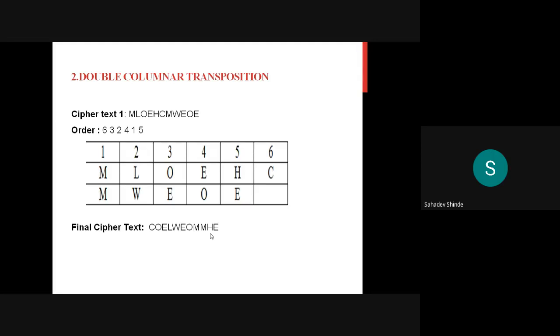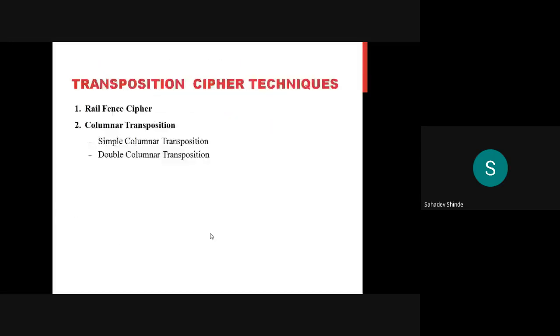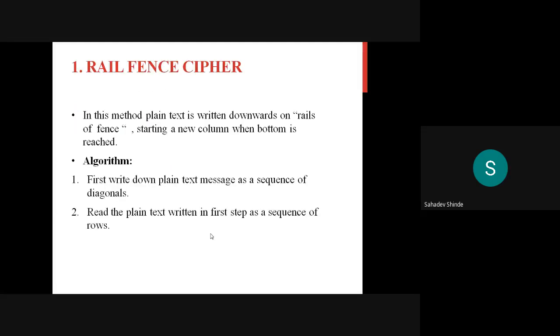These algorithms are called transposition techniques. See once again: for the transposition cipher techniques we have two types. The first one is the Rail Fence cipher. The second one is the columnar transposition. In columnar transposition we again have the simple columnar transposition and the double columnar transposition.